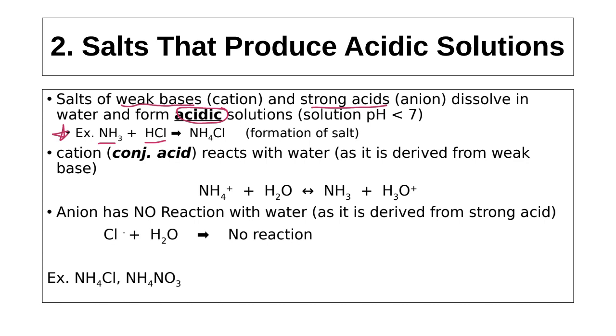It's a strong acid. And what that means is any ion that comes from the strong acid, we do not care about it. It does not react with water. It does not dissociate to form any hydrogen ions or hydroxide ions. But this ammonium ion, because it was derived from a weak base, is what we call a conjugate acid. And because it came from a weak base, this conjugate acid will interact with water and form hydronium ion like we see right here.